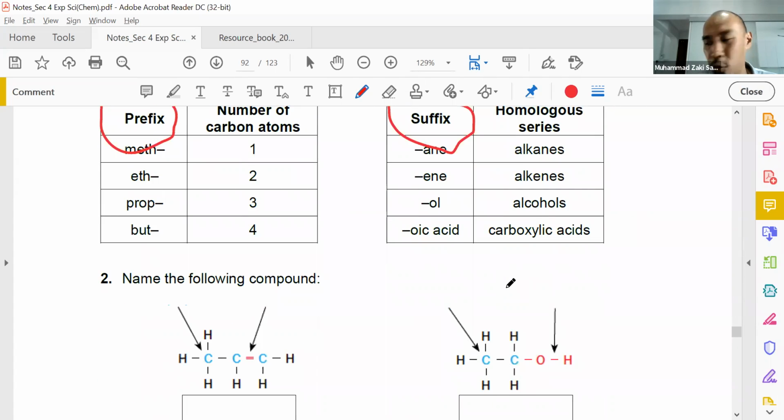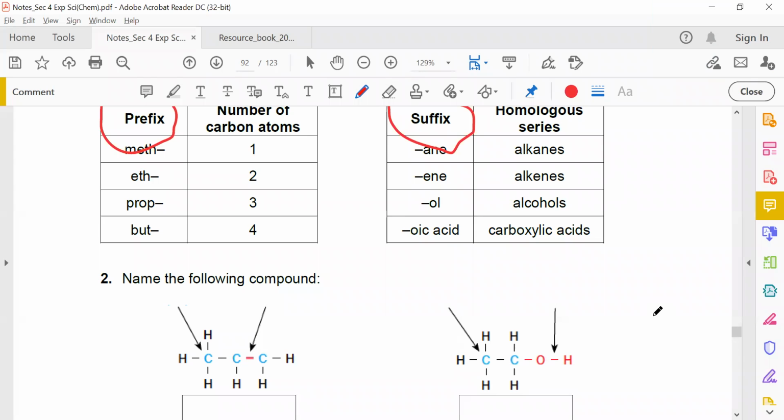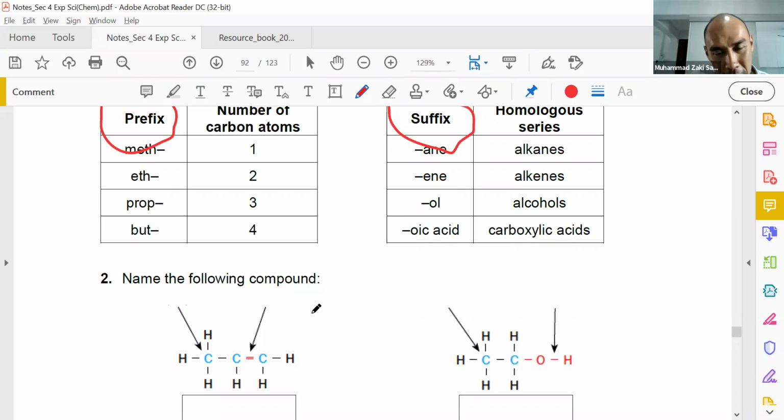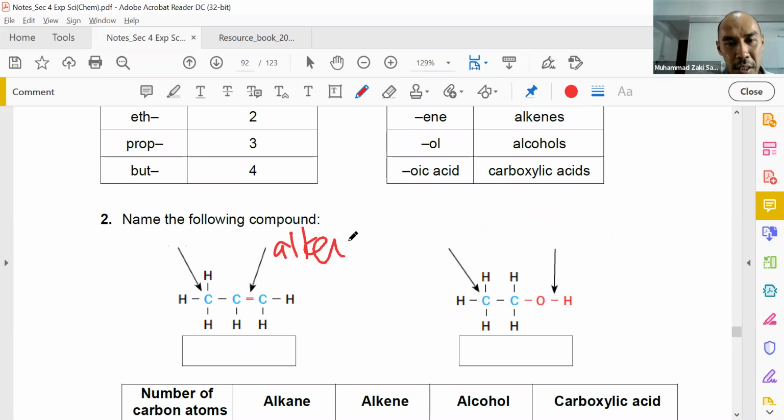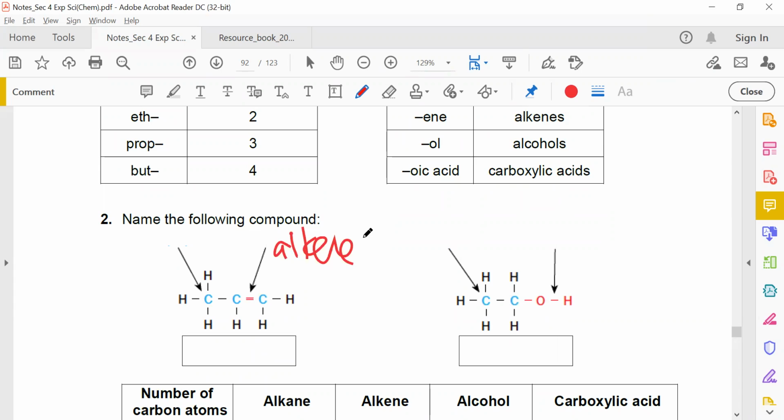But before that, you need to identify which group this comes from. Which group does this come from for this one? Okay, let me ask another person. Tinsy, are you there? Which group does it come from? Alkenes. Okay, good. So this alkene, you want to try to name this alkene?